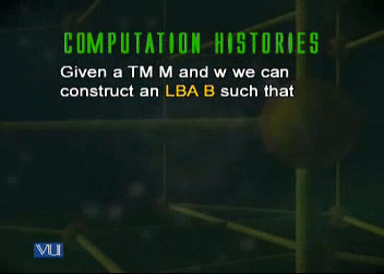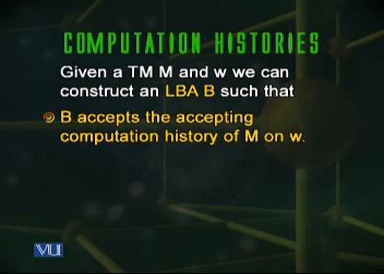Now what we will do is define a linear bounded automata which will only accept the accepting computation histories of a Turing machine M on W. Suppose you give me a Turing machine M and W, we will construct a linear bounded automata B such that B accepts the accepting computation histories of M on W. Actually, B will accept the encodings of all accepting computation histories of M on W. Let's look at how this linear bounded automata will look.